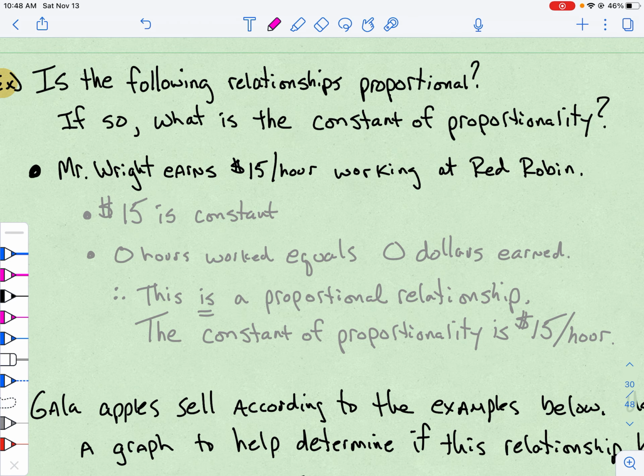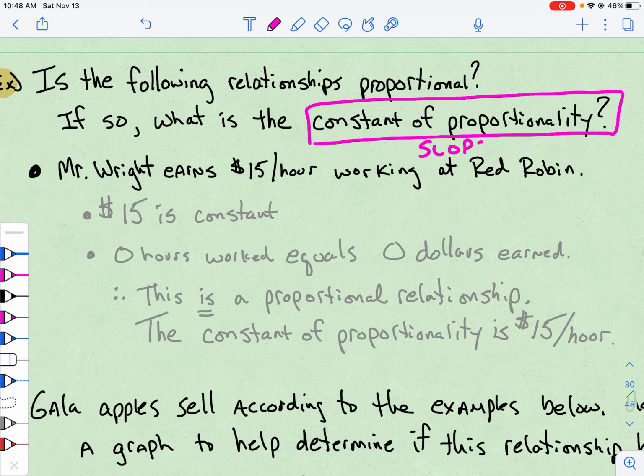Is the following relationship proportional? And if so, what is the constant of proportionality? That is a super fancy phrase for slope. Make a little note of that. You're going to see the phrase constant of proportionality. That is a fancy way to say slope. We still use the letter m. Some books will use the letter k. We're not going to worry about that.